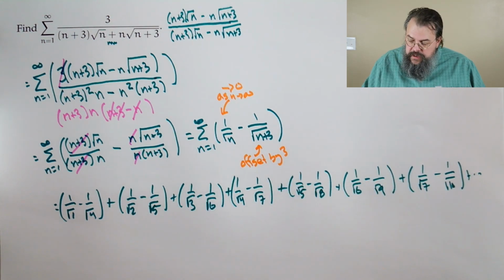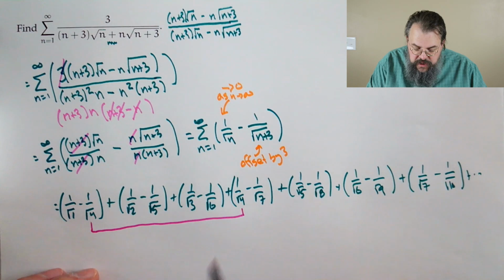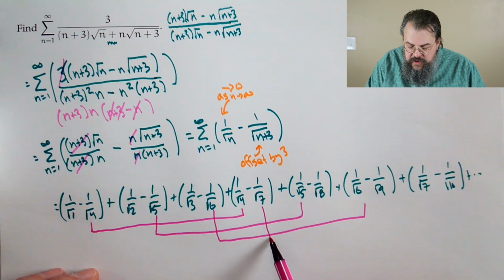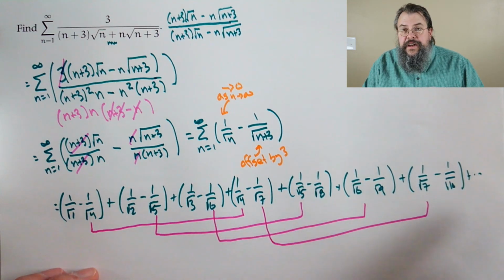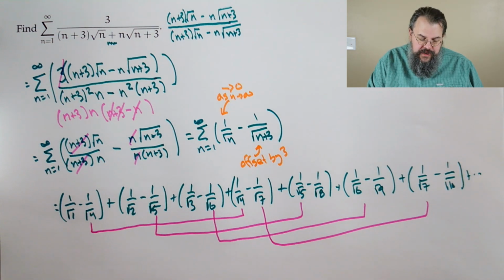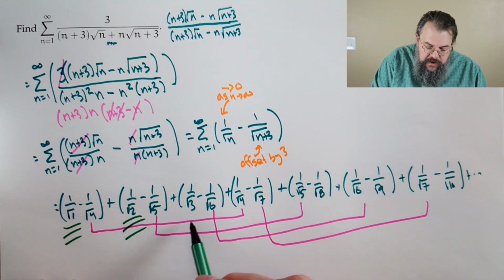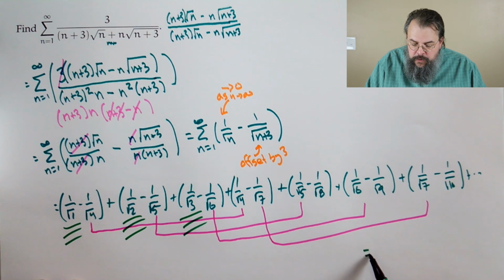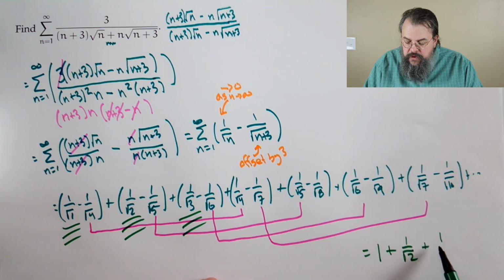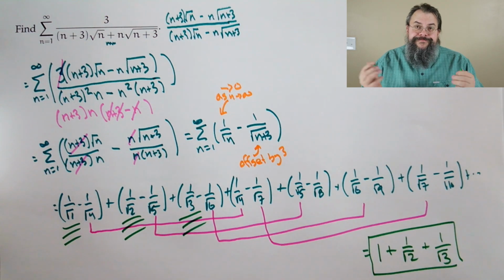So let's see. Is that true? Well, okay, so here's 1 over root 4, 1, 2, 3. Yep. 1 over root 5, 1, 2, 3. 1 over root 6, yep. And it keeps going. So what will be left? Well, the things that will be left are the things at the start that don't cancel. And so we have 1 plus 1 over root 2 plus 1 over root 3. And there we go. That's it.